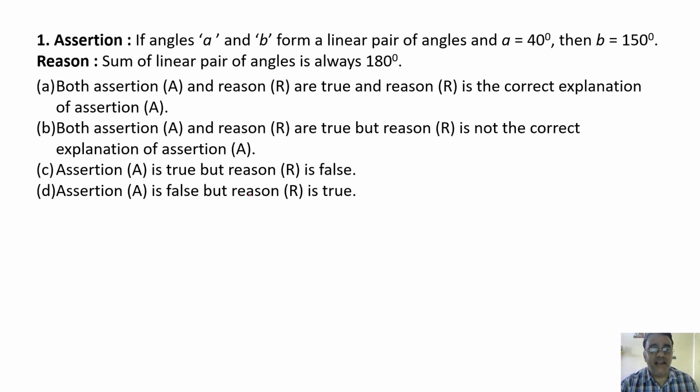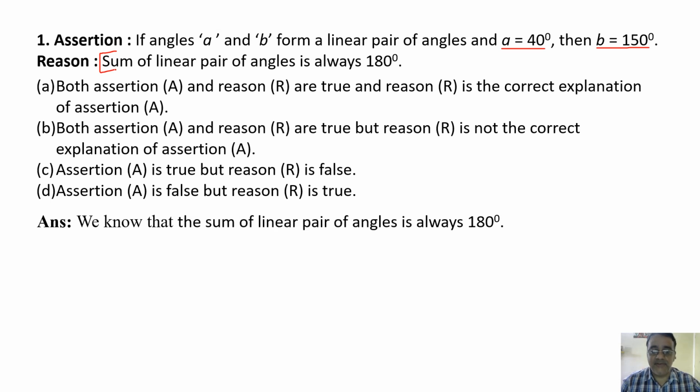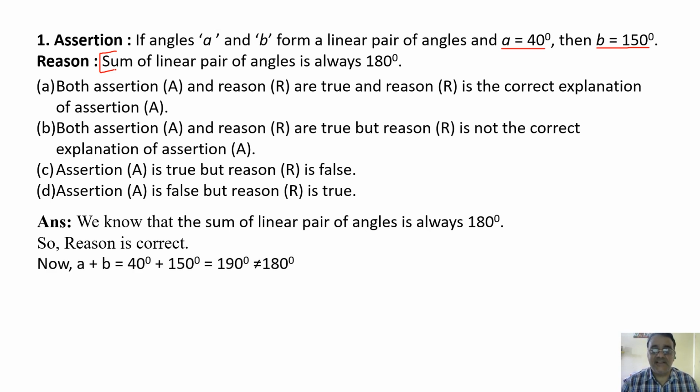If angles A and B form a linear pair of angles and A is equal to 40 degree and B is equal to 150 degree. Sum of linear pair of angles is always 180 degree. So the reason that is given is correct only. We know that the sum of linear pair of angles is always 180 degree. So reason is correct. Now we have to check whether the pair of angles given in the assertion are equal to 180 or not. No. So assertion is not correct.